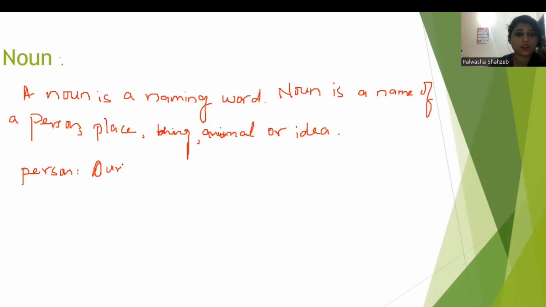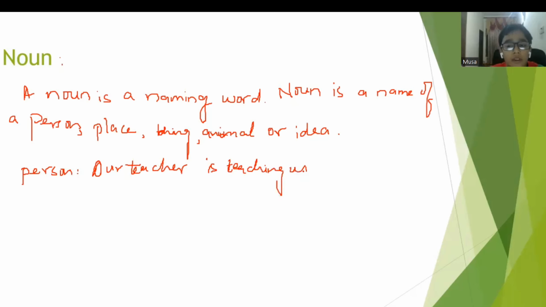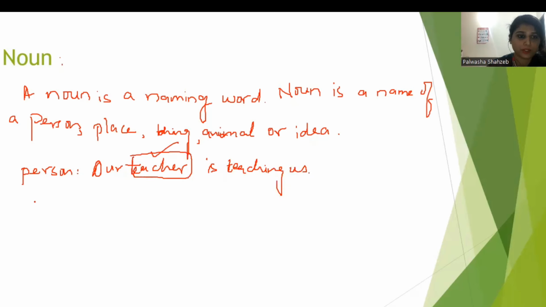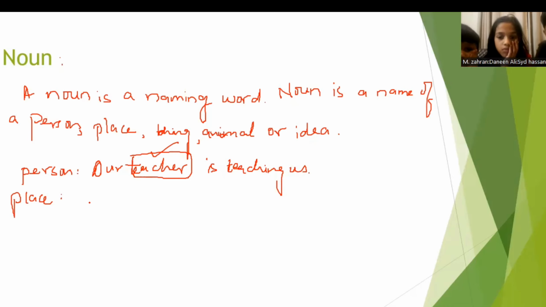Yes, what is the noun in a sentence? Yes, Musa. Our teacher is teaching us. Teacher, you said. Yes. So teacher is a profession, name of a profession. So yes, definitely it's going to be a noun. Okay, and then we'll talk about place. Hurry up. Anybody who is going to give me the example sentence? Anybody else apart from Musa? Yes, Hassan. Use a place as a noun.